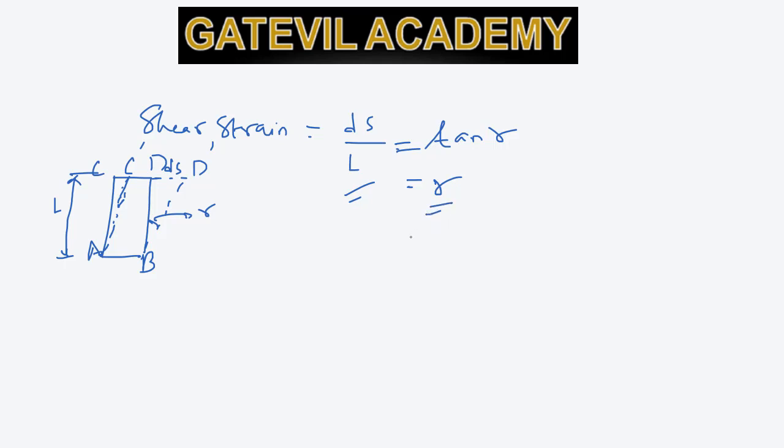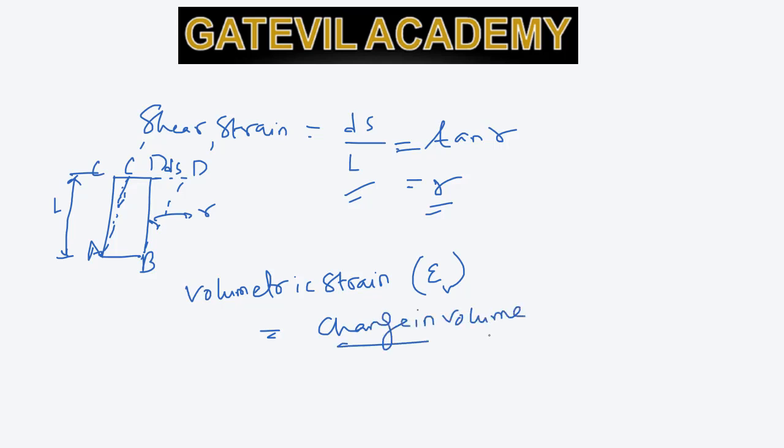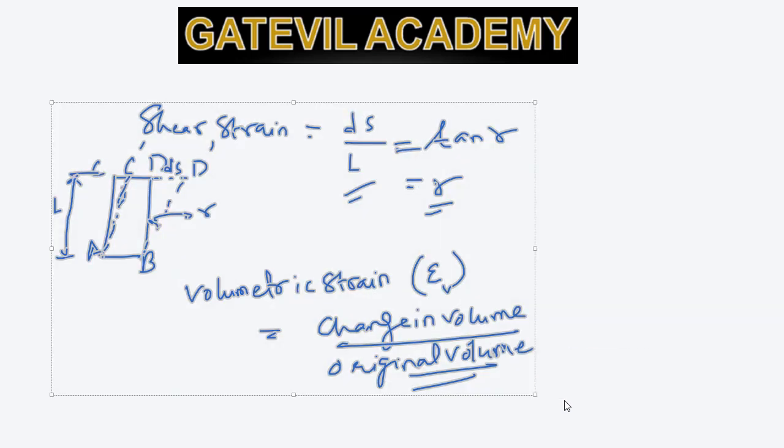Now let's move on to strains produced by 3D stresses. These are volumetric strain and are represented by epsilon with a subscript V. This will be equal to change in volume divided by original volume. Okay, so now let's move on to something else also.